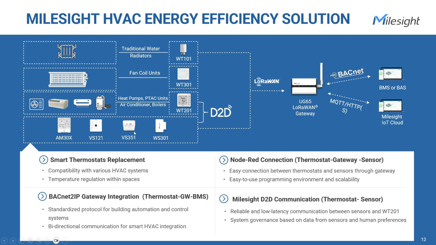For improved visibility right from the start, you may want to consider the possibility of seamlessly integrating the HVAC system with your existing building automation system. Milesight LoRaWAN Gateway supports bidirectional communication with the building automation system through the BACnet to IP protocol. BACnet is specifically designed for building automation systems and offers standardized communication for smart HVAC integration in commercial buildings.